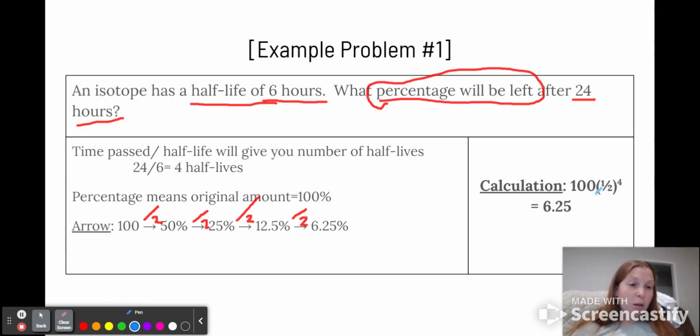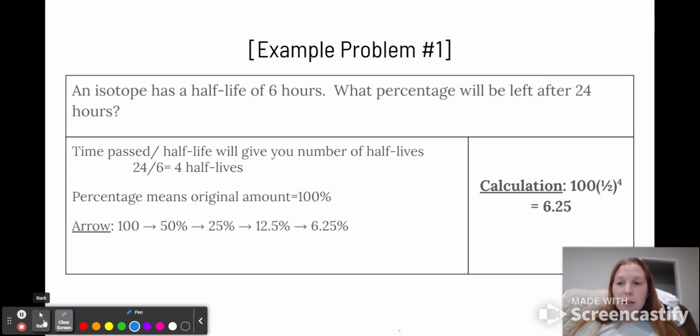Please be very clear with this. If you remember your order of operations in math, you need to do this exponent part first because exponents come before multiplication. So do 1/2 to the 4th and then multiply it by your original amount. Do not do it in the other order, because that would do 100 times 1/2, then put that to the 4th. We don't want that.